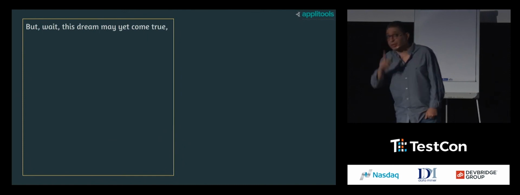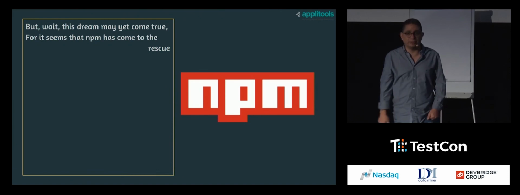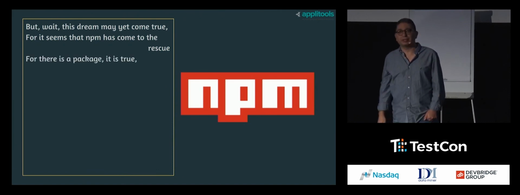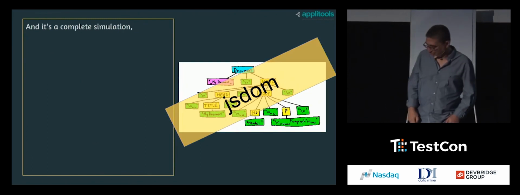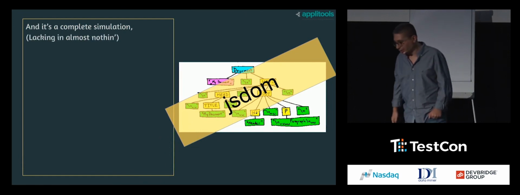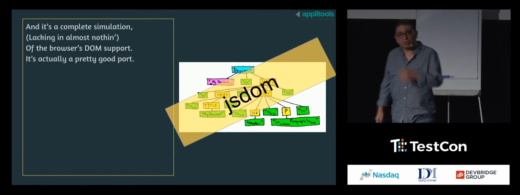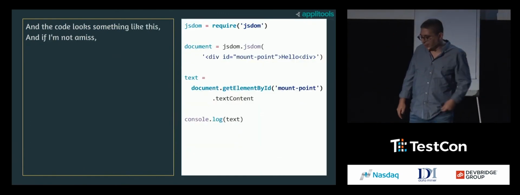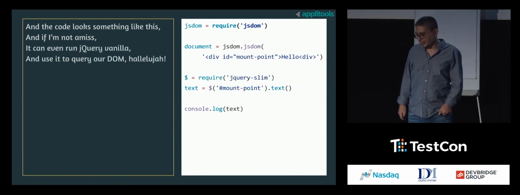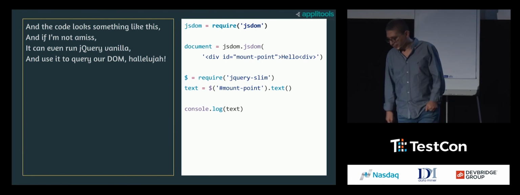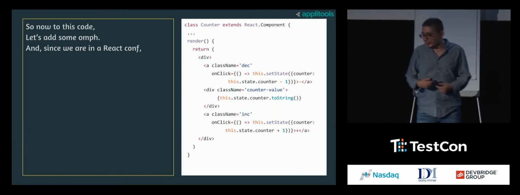But wait, this dream may yet come true, for it seems that NPM has come to the rescue. For there is a package, it is true, called JSDOM, color me blue. And it's a complete simulation, lacking in almost nothing, of the browser's DOM support. It's actually a pretty good port. And the code looks something like this. And if I'm not amiss, it can even run jQuery vanilla and use it to query our DOM. Hallelujah.